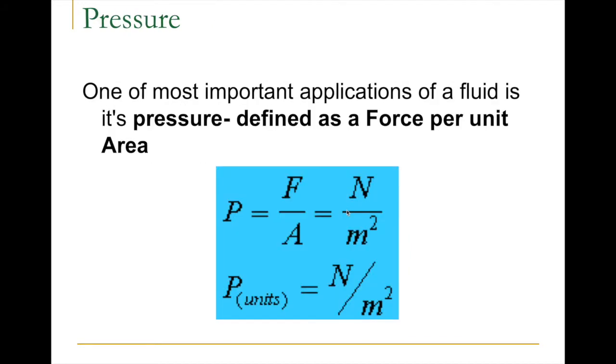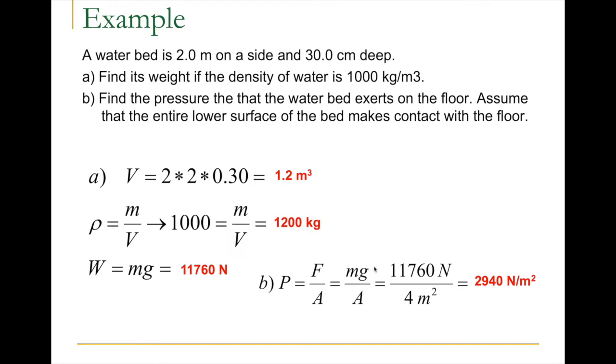So let us define pressure as the force per unit area, where the units of pressure are given in newtons per meter squared. You may also see them in kilograms per meter second squared if you substitute in for newtons as kilogram meter per second squared. So let's do a quick example problem that involves these concepts.